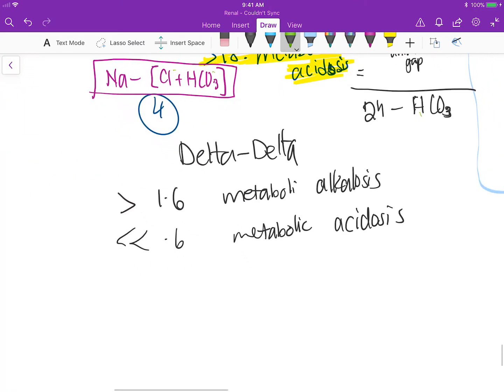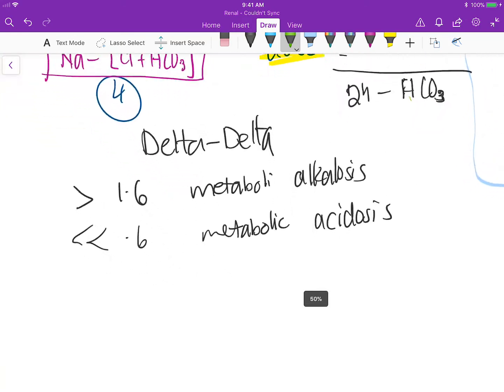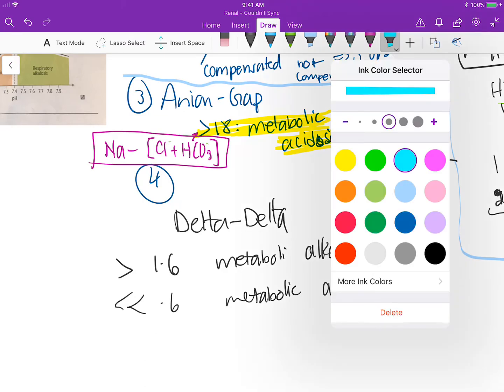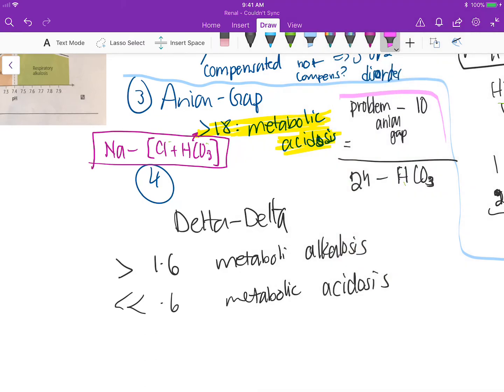Now, the fourth thing to do is to look at your delta delta, right? I confused you guys. So anion gap is this. If it's greater than 18, it's acidosis. This is a delta delta problem. So maybe I should put it in a different color. This is how you find delta delta.